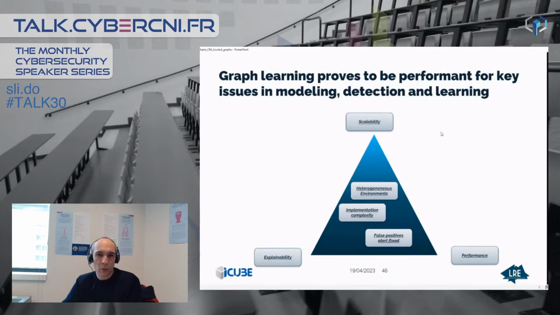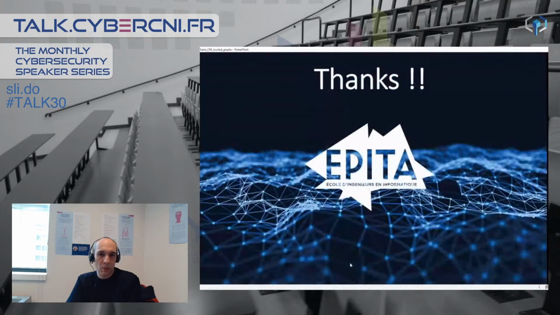Thanks to this graph, we want to achieve scalability, performance, and explainability in our detection, support heterogeneous environments, cyber-physical environments, IoT environments, as well as IT environments, and reduce as much as possible false positives and the alert flood. And of course, all this work also intends to standardize the different bricks that we use for learning, so as to reduce the complexity of implementation for the end users. So thanks to all for your attention, and I guess it's time for questions.